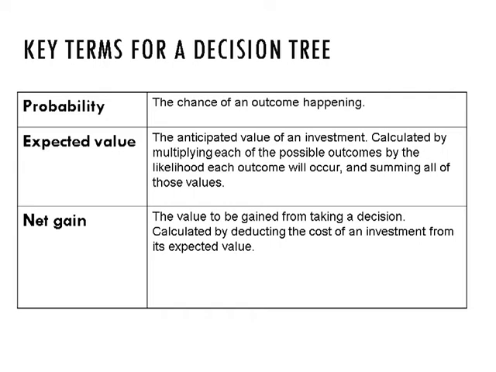This is the anticipated value of an investment, and it's calculated by multiplying each of the possible outcomes or returns by the likelihood of each outcome or return occurring, and then summing all of those, adding all of those values up to get the expected value of one choice. And then the net gain. To get the net gain, it's simply calculated by deducting the cost of an investment from its expected value. So make sure you've written those down, please.